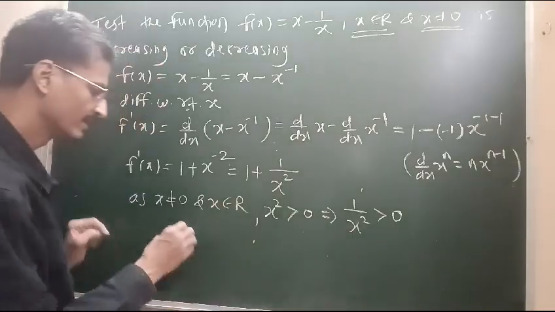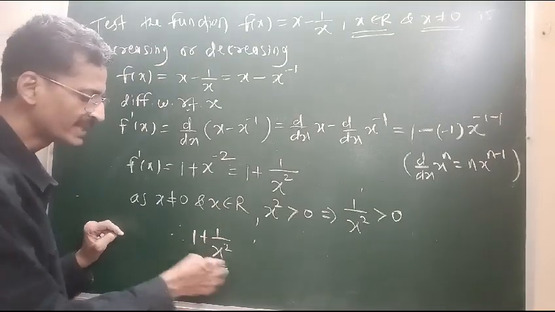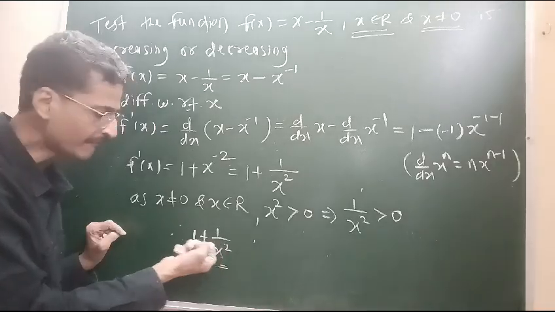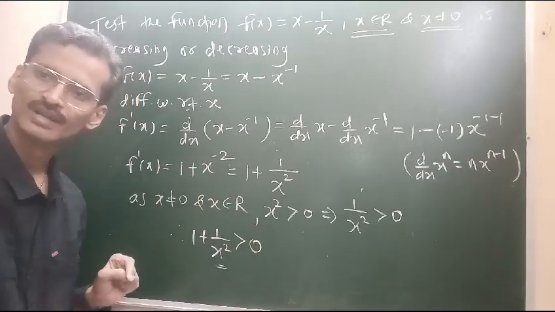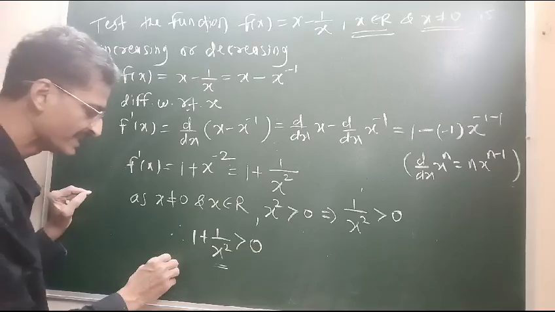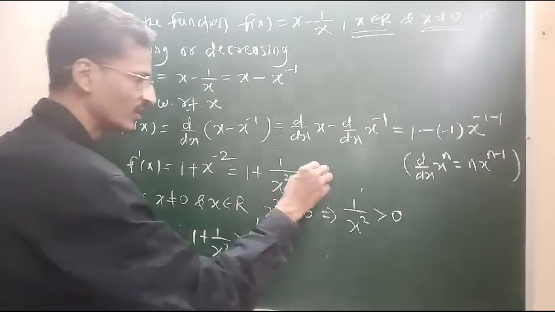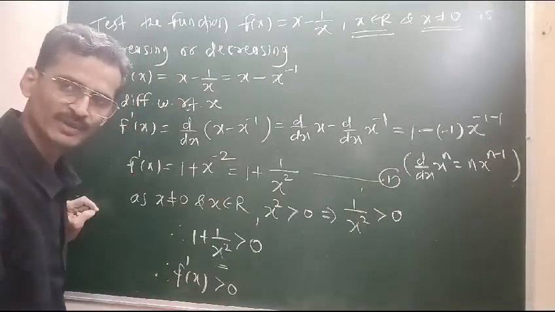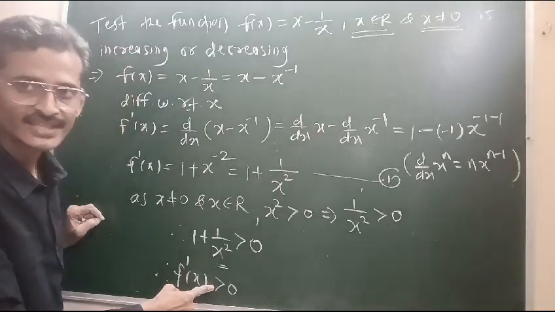Now add 1 here. Therefore 1 plus 1 upon x square. Now this number, 1 upon x square, is positive. If we add 1 to a positive number, again that number is positive. Right? And that means this f'(x) is greater than 0. That means f'(x) is greater than 0, because this is our f'(x). So you can write here from equation 1. Now f'(x) is greater than 0.